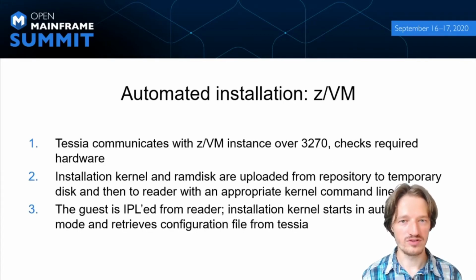For example, on z/VM, Tessia connects with the z/VM hypervisor using the 3270 protocol. It then checks the attached hardware and downloads the kernel and initial RAM disk from the repository to the guest's reader. It also supplies an installer kernel command line. The guest is then IPL'd from the reader, and installation is started in automatic mode, to which Tessia then provides the configuration file from the template.